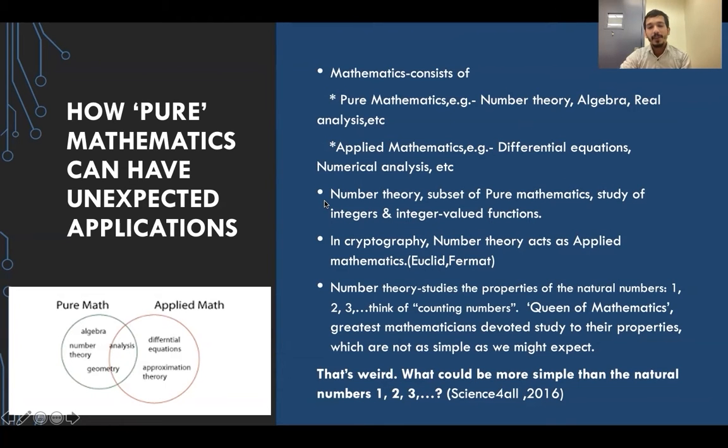Number theory is a subset of pure mathematics, and over here it acts as applied mathematics. It's the study of integers and integer-valued functions, like the modulus function, greatest integer function, signum function. It's just the properties of natural numbers, one, two, three, counting numbers, the queen of mathematics. Great mathematicians devoted study to their properties, and they are just one, two, three counting numbers. So that's weird. What could be more simple than the natural numbers one, two, three? Well, you are right. They have some mind-boggling properties which we're going to study in further slides.